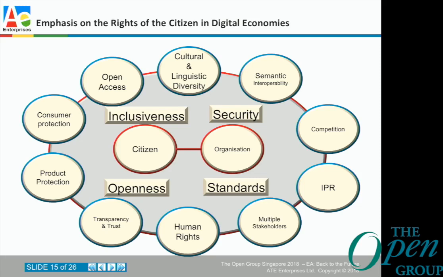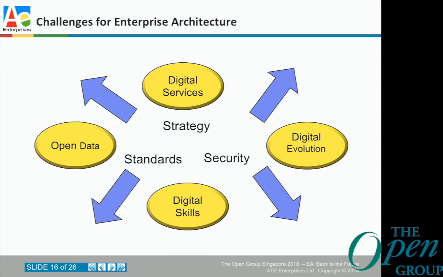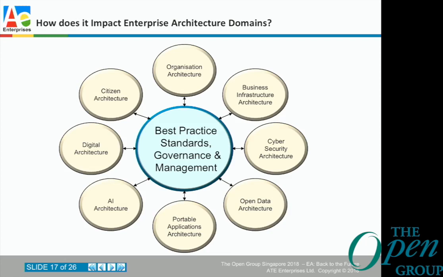And what that's going to do is mean that the citizen is going to demand more of the organisation. Already, if you're an Uber taxi driver, you're a citizen. You're not an employee of Uber. You're a citizen in your own right. You have rights. Increasingly, that's what the governments are legislating for. Now, the challenges for enterprise architecture is that we've got open data, we've got digital evolution, we've got digital services, digital skills. We've got to set the standards and the strategy. We've got to make sure that we're secure. How does it impact us in EA?